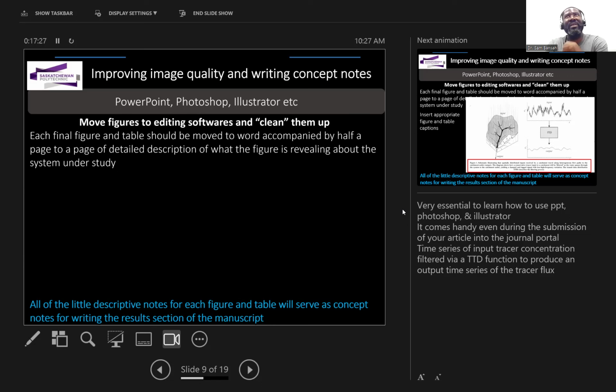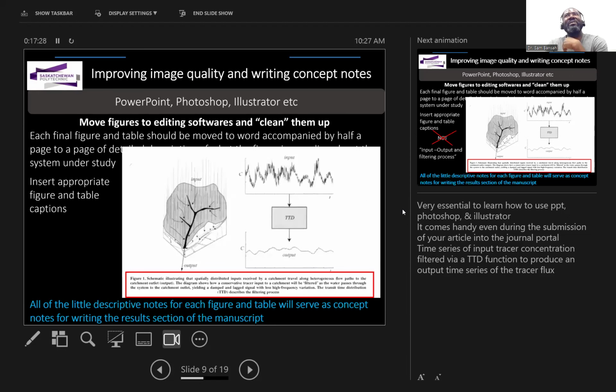And as you do this, you have to give your figures appropriate figure captions. Your figures and tables must come with appropriate captions. So caption your figures and tables appropriately.